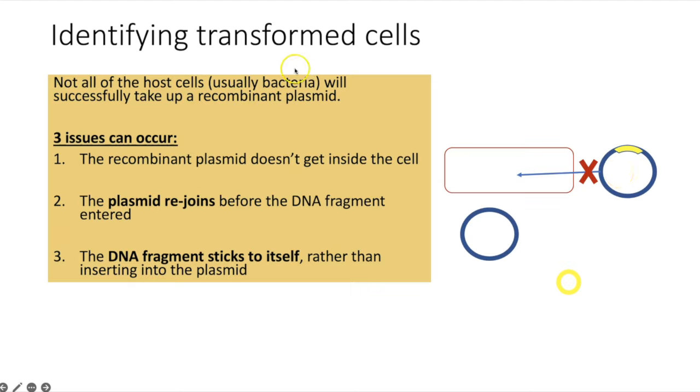So that's why we have to identify the transformed cells, to make sure, before we grow the bacteria en masse to create that protein of interest from the gene of interest, that you're definitely growing bacteria that contain the recombinant plasmid.